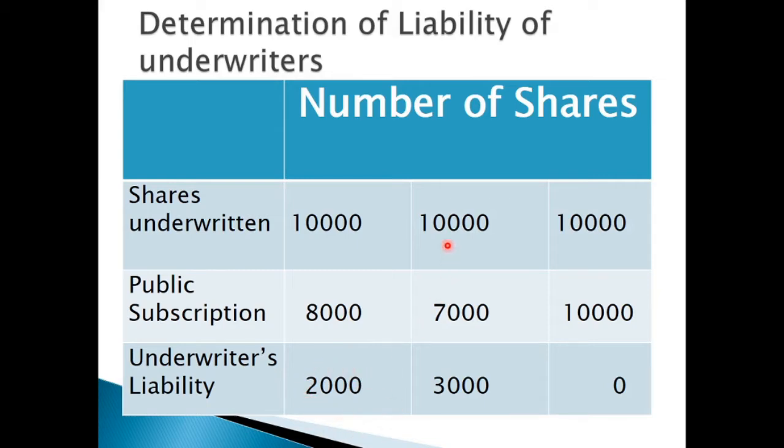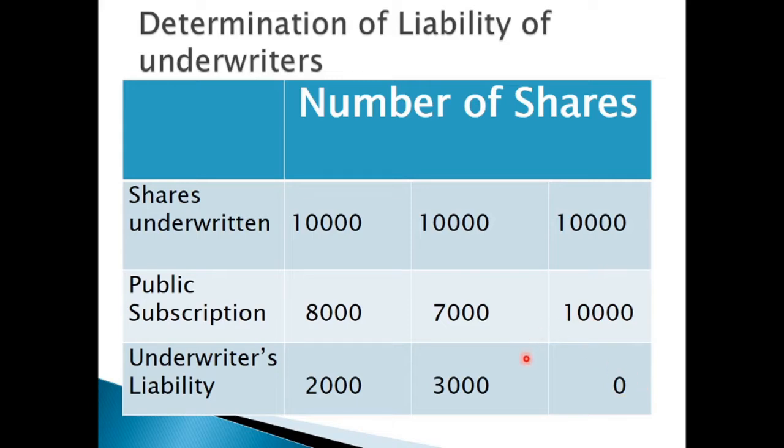Now the next case is 10,000. If the public subscribes to 7,000, then what is his liability? Yes, he will have to take up 3,000 shares because 3,000 have remained unsold. Now, what if all the shares are sold to the public, or the public has applied for 10,000 shares? Then his liability is zero.